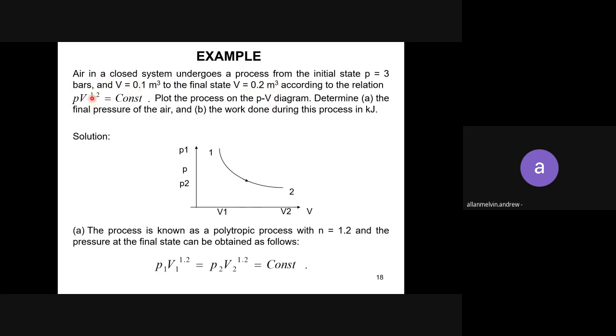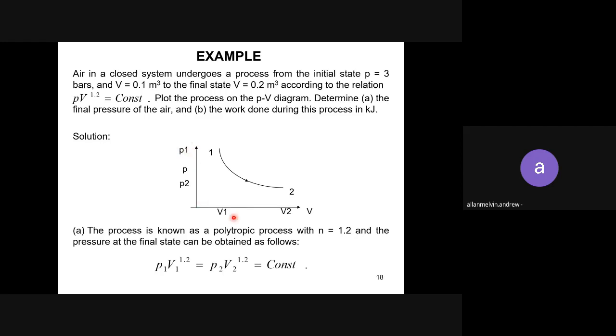So you see, the question didn't mention it's a polytropic process. Tapi dia bagi tahu macam ni. So PV to the power of 1.2 equals to constant. So here n, so V to the power of n, sama dengan V to the power of 1.2. So n is 1.2. Okay, so they ask to plot the PV diagram, determine the final pressure P2, and the work done during the process in kilojoule. Okay, so draw.